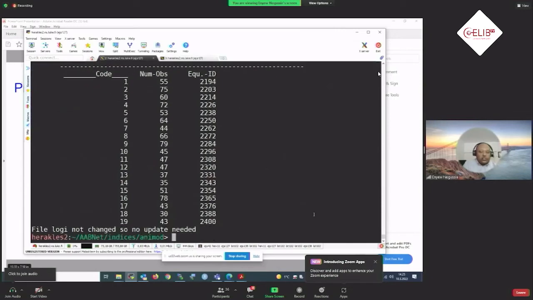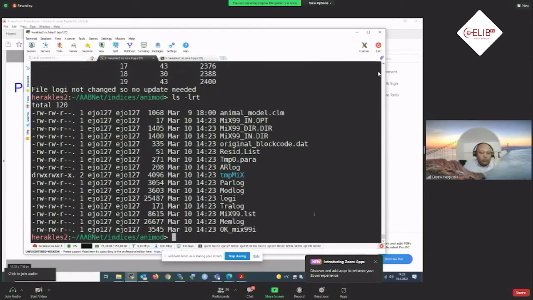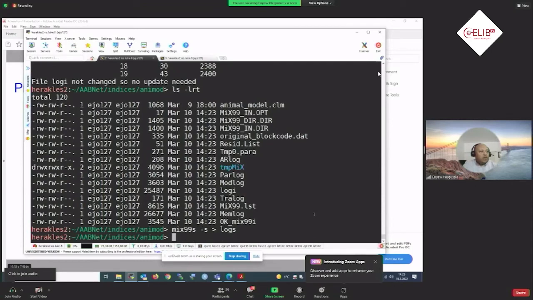So this is in general the next step. The next step is to run the Mix solver. It is run like this, Mix 99S. This is the step where we get breeding value solutions. It is a small data set.